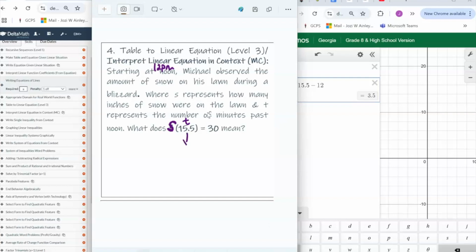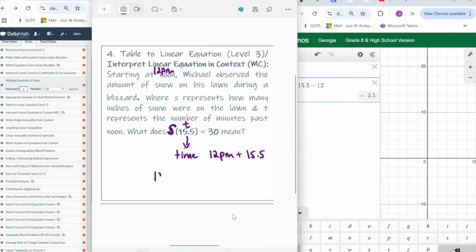So we know that this is my time, okay, and it says that T represents the number of minutes past noon. So my time starts at 12 p.m. and we're going to do 15.5 minutes past noon. Okay, so 15.5 after noon. So basically, this is saying so what's 15.5 minutes after noon? That's going to be 12:15.